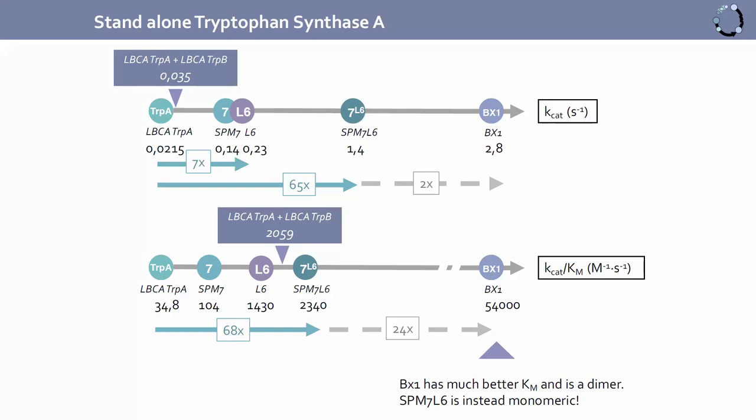VX1 is actually a dimer, and LBCA tryptophan A is a monomer. From the kinetic data, we know that by forming the complex, at least the alpha with the beta in complex, the KM is much better. So now we are trying to make our LBCA tryptophan A, or our SPM7 loop six, a dimer, but we are still working on it, which hopefully will enhance the KM.